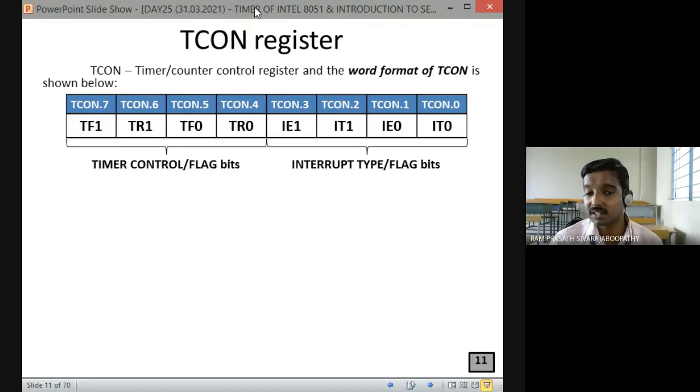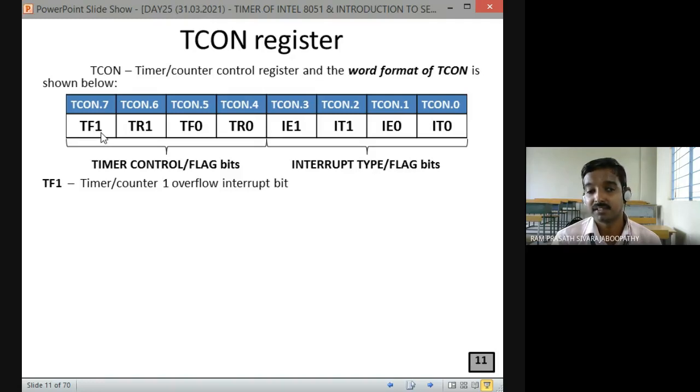Is it clear? In Tcon register, the MSB 4 bits are going to be used to control the operation of timer or counter 0 and 1. Fine. Here we go. TF1 means timer 1 overflow interrupt flag. When will this bit get set? Any guess? Can you tell when this bit will be set?